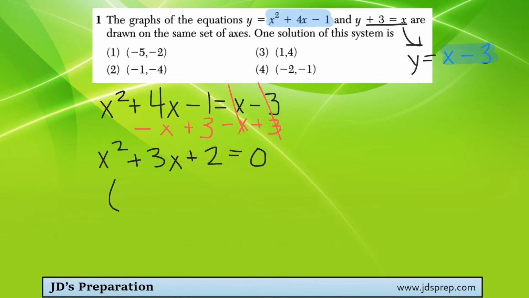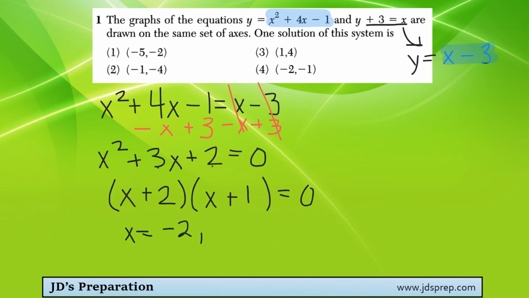Now, to factor this, we're going to look for two numbers whose product is positive 2 and their sum is positive 3. Well, that's an easy one. That's positive 2 and positive 1. So that means solving this, we'd get that x is equal to negative 2 and negative 1.